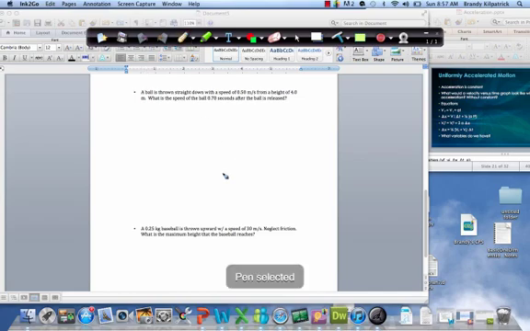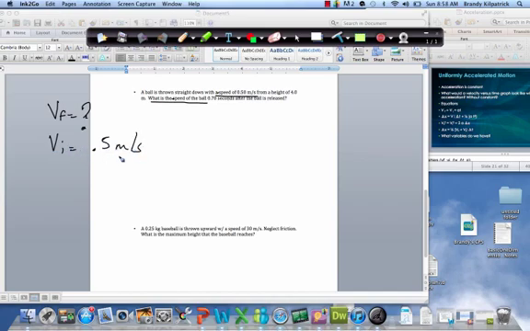Okay, so a ball is thrown straight down with a speed of 0.5 meters per second from a height of 4 meters. What is the speed of the ball 0.70 seconds after the ball is released? So we're looking for the speed of the ball after the ball is released, so we're looking for VF. We know the ball is thrown straight down with a speed of 0.5, so VI is 0.5 meters per second. And remember, speed and velocity are the same thing as long as you're moving in a straight line. So in this case, it will be the same as the velocity.